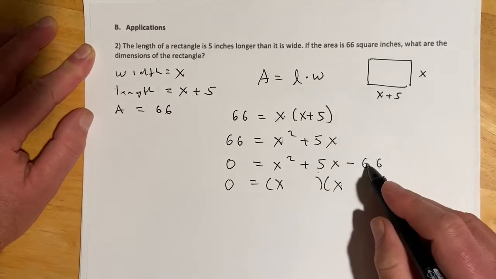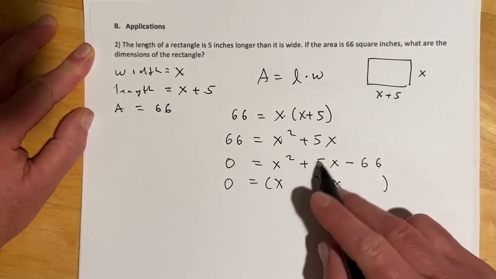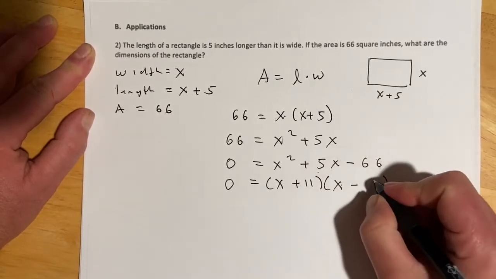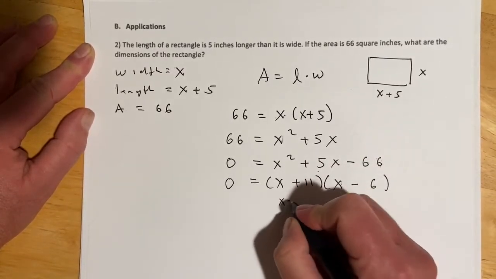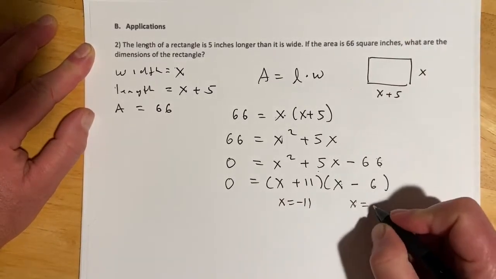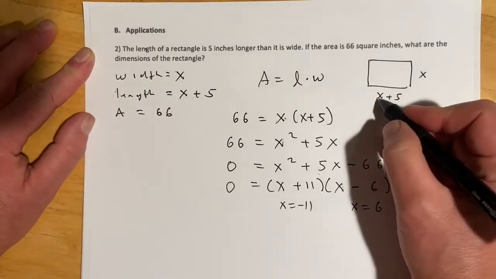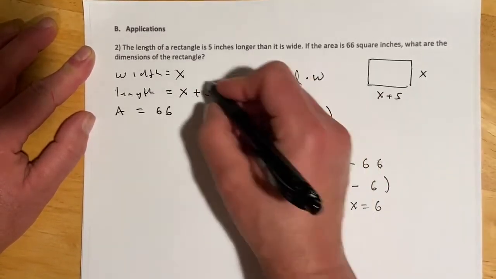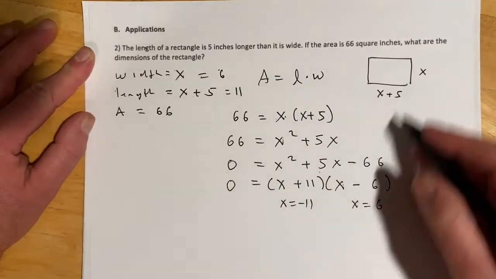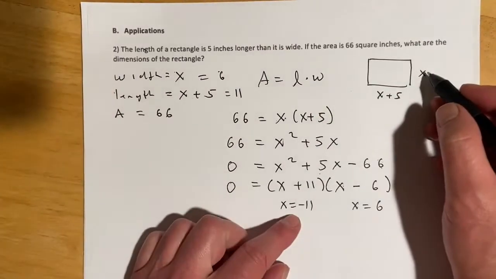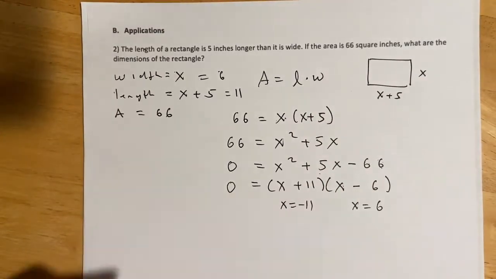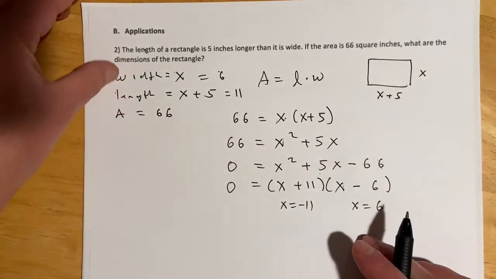So two numbers that multiply to negative 66, and then our 5 apart would be a positive 11 and a negative 6. So negative 11 does not make sense as a distance. So it looks like x is going to be 6, and then 6 plus 5, that would make the other one 11. So this one is 6, and then the length is 11. And the reason we get those two solutions is because if this was negative 6 times negative 11, that would also end up working out. It just doesn't make sense in terms of the application.